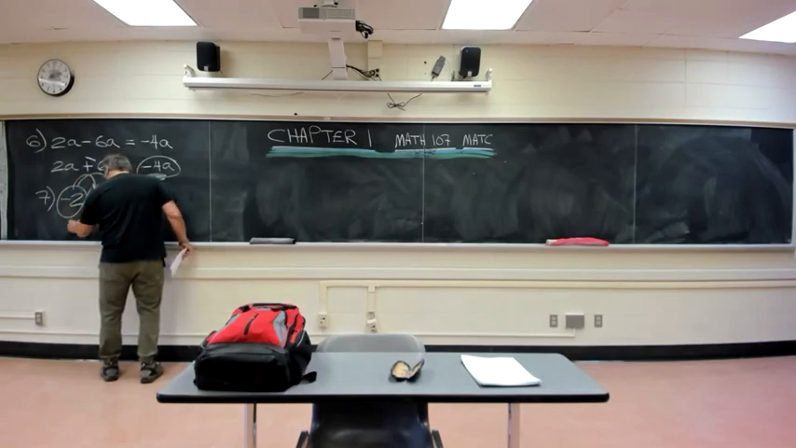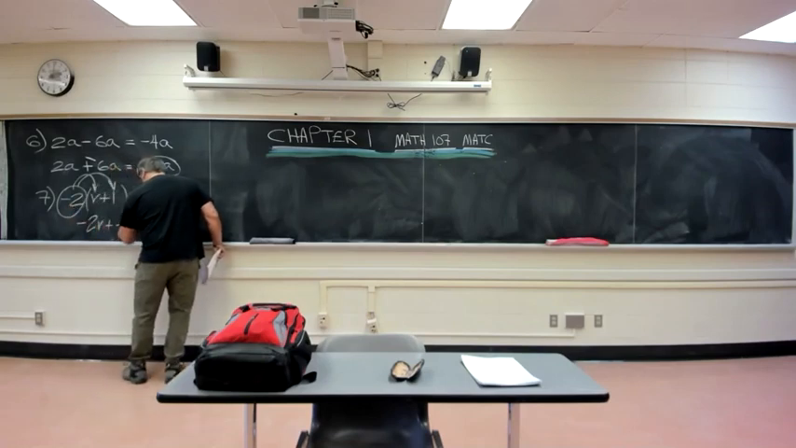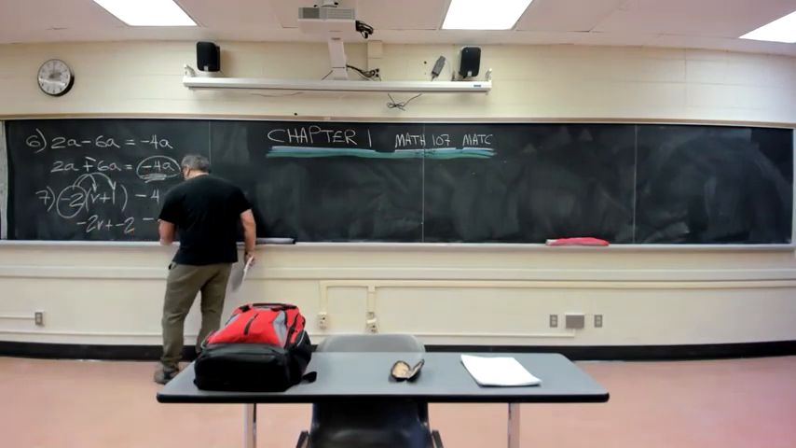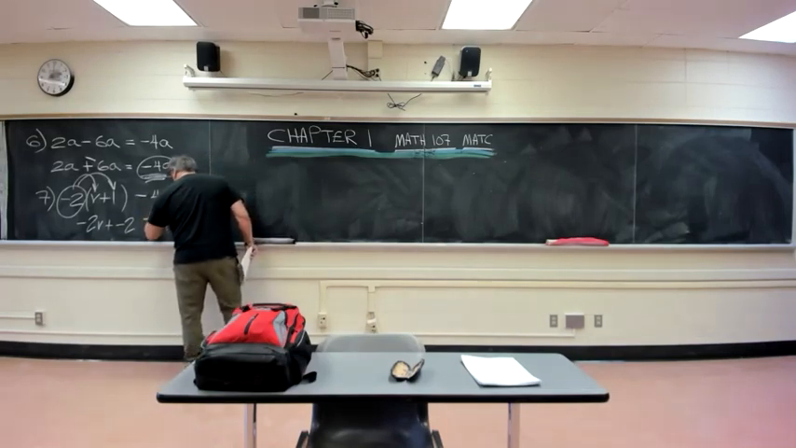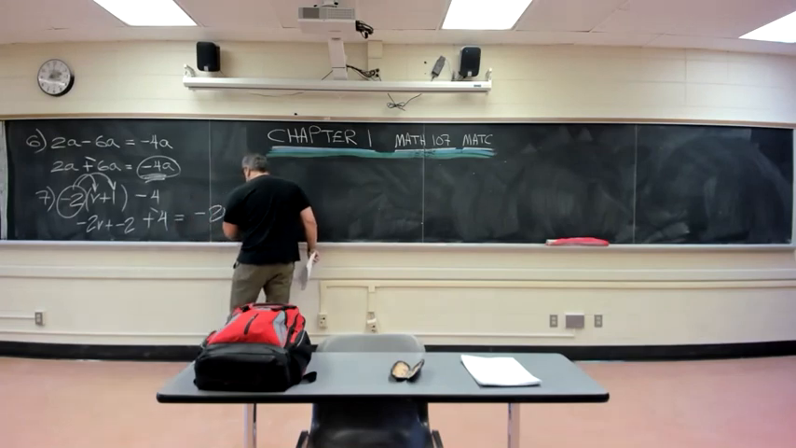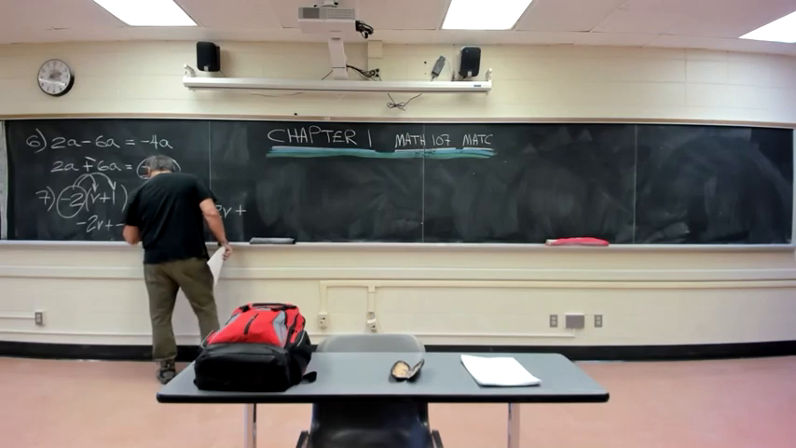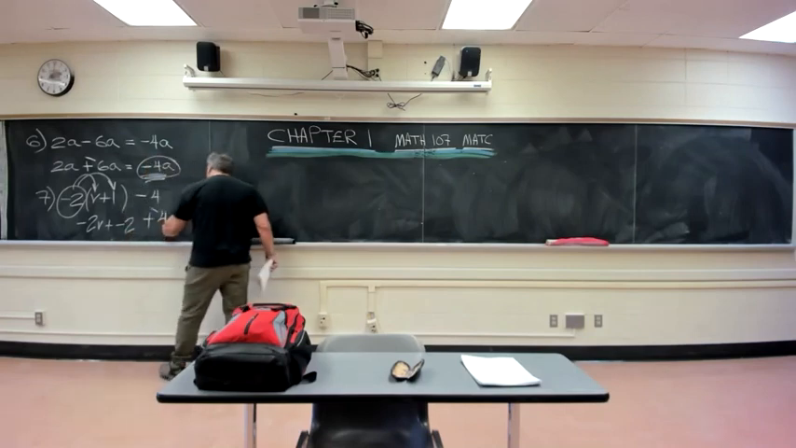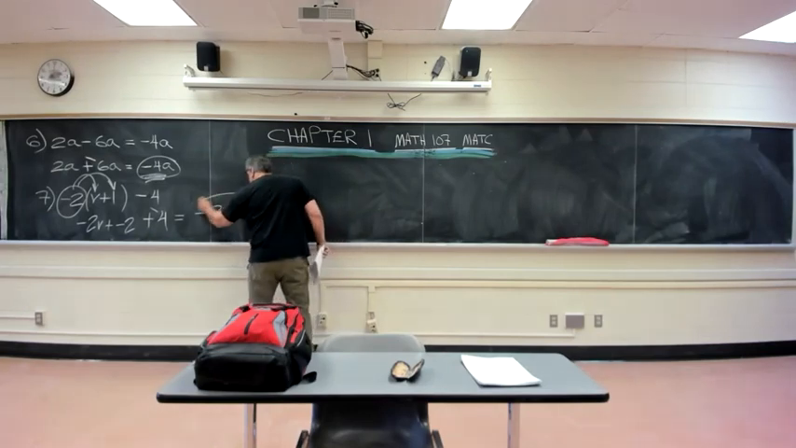Negative 2 times v is negative 2v. Negative 2 times 1 is negative 2. Minus 4 is minus 4. Minus 4 is plus the opposite of 4. You got negative 2v. Negative 2, a loss of 2, and then a loss of 4 on top of it is a total loss of 6. This is the way I write it.